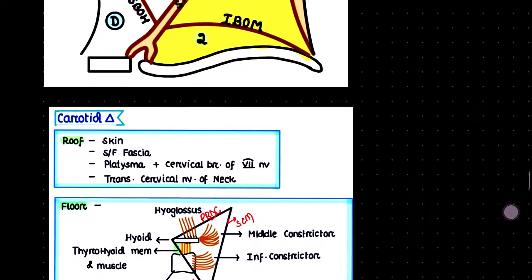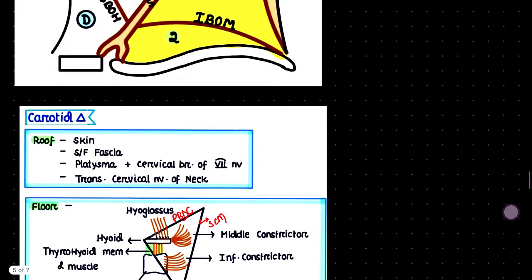Now what forms the roof of our carotid triangle? If you recall what we discussed in the earlier video about the posterior triangle of neck, we talked that these three, skin, superficial fascia and platysma, are the common roof of all the triangles present in the neck region. Skin, superficial fascia and platysma are common in every triangle of neck.